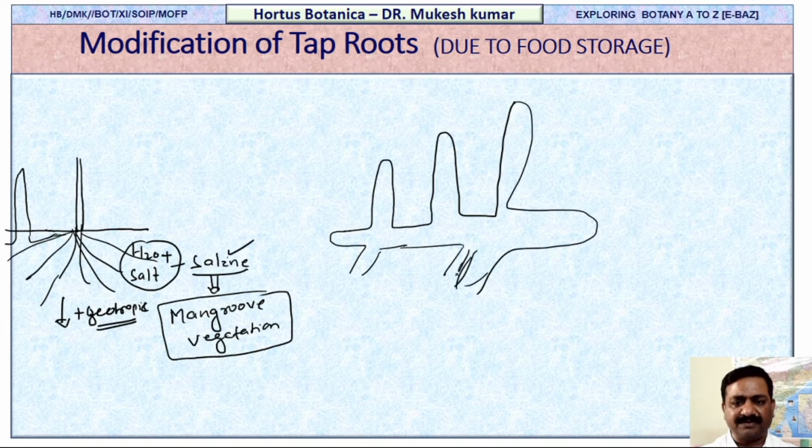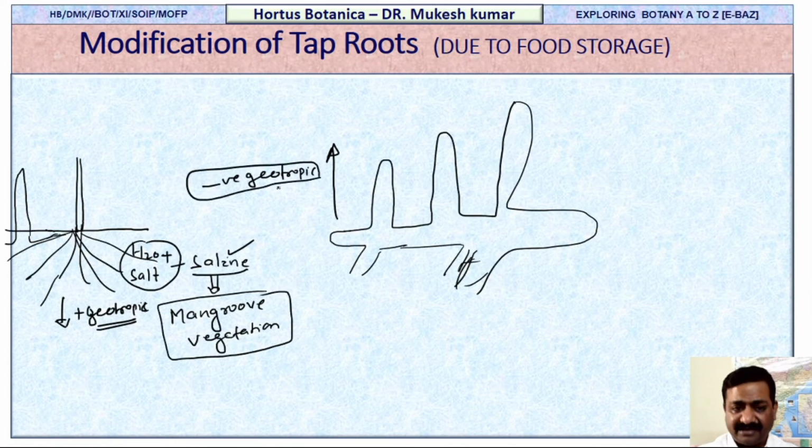Yeah. So what we are finding here are very important branches of the root growing upward. So this is now negative geotropic. This is very unique and exceptional for any root. Roots are positive geotropic. It is negative geotropic. Sometimes it is also called apogeotropic.